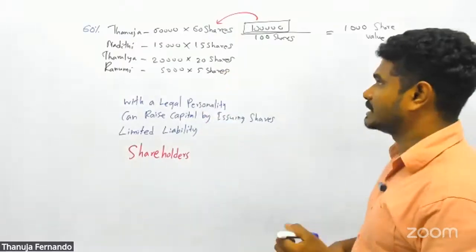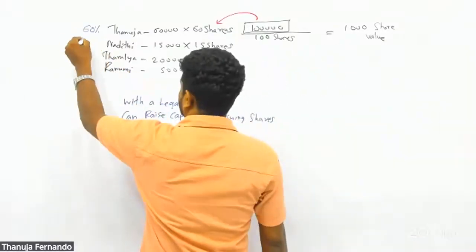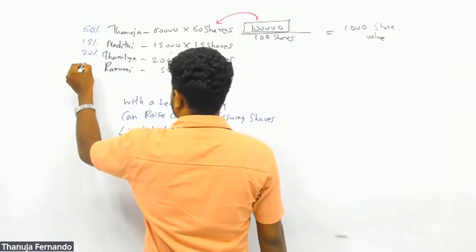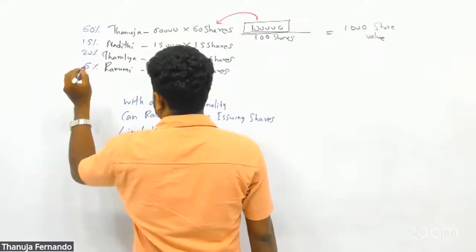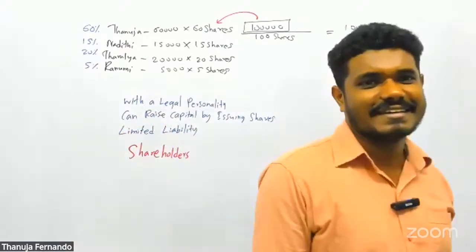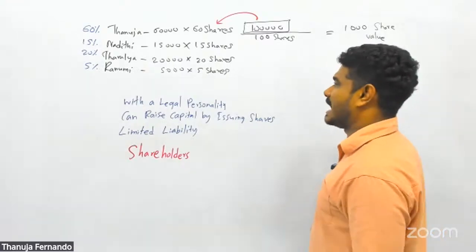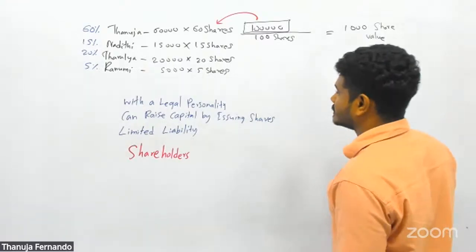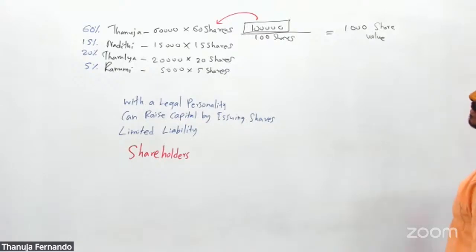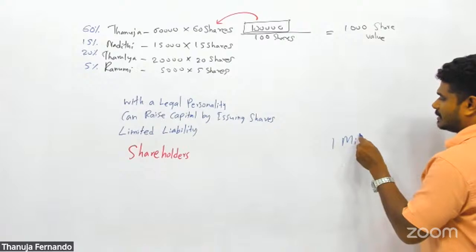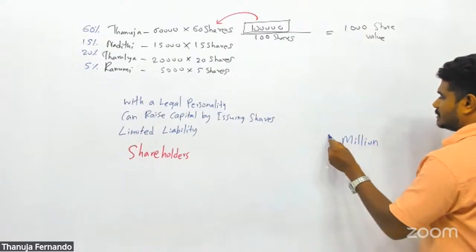So as a percentage, I have 60%, Aditi has 15%, Tarulya has 20%, and Ramani has 5%. Right? Okay. So then the advantage is, let's say that we earn 1 million in the first year, right?